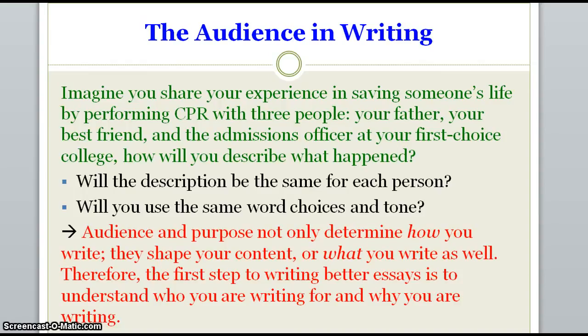Although the subject remains a constant, each person is a different audience requiring different word choices, levels of formality, and tone. Because you are sharing the experiences with these 3 people for different reasons, the purpose of your description changes too. You might tell your father to let him know that his advice about taking a CPR class was invaluable. To your friend, you might stress the emotions the experience evoked. In your college application essay, you place an emphasis on the experience's revelation of your competent and responsible nature. Audience and purpose not only determine how you write, they shape your content or what you write as well. Therefore, the first step to writing better essays is to understand who you're writing for and why you are writing.